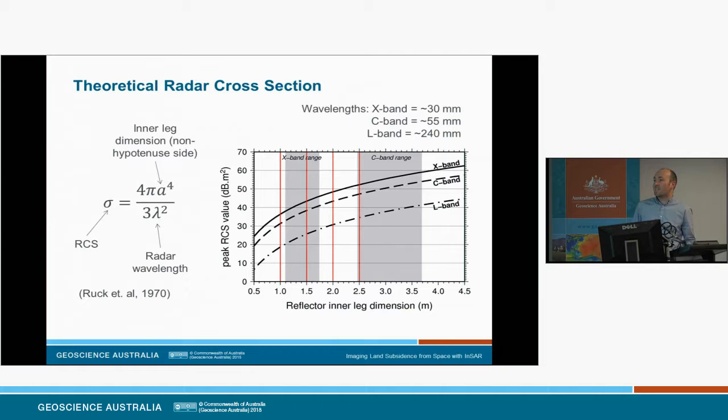So that's what I'm plotting in this graph. We've got the size of the corner reflector on this axis and the response, the RCS, the radar cross-section, on this axis. And as you can see, if we increase the size of the reflector, we're increasing the size of the response. I've got curves here for the X, C and L bands, and as we move down, we're increasing the wavelength. So as you can see, for a particular size of corner reflector, as we increase the wavelength, we're reducing the equivalent radar cross-section for that corner reflector.